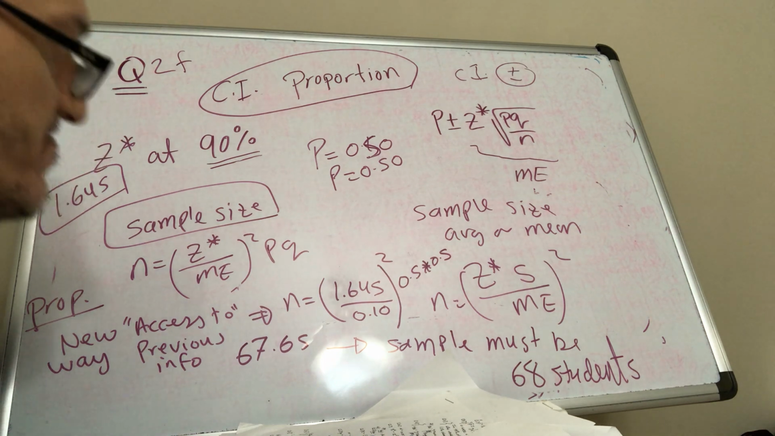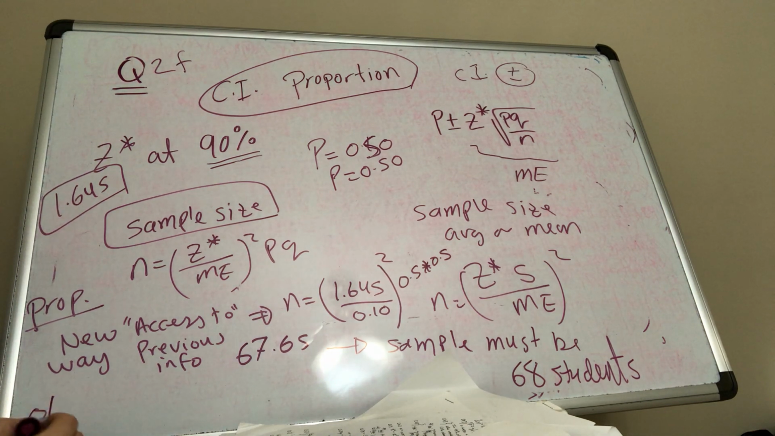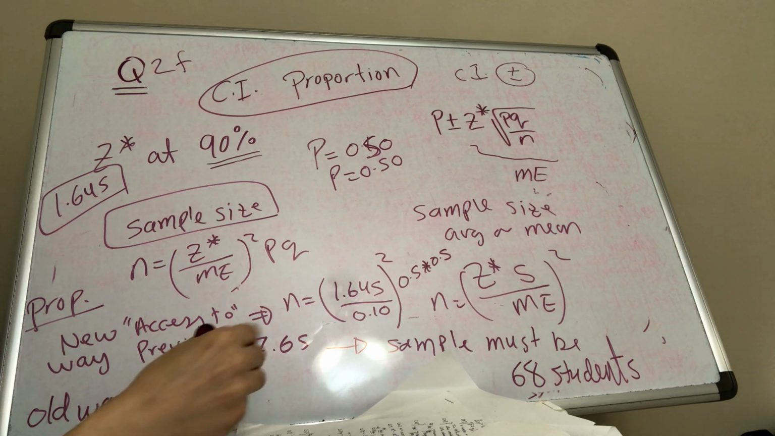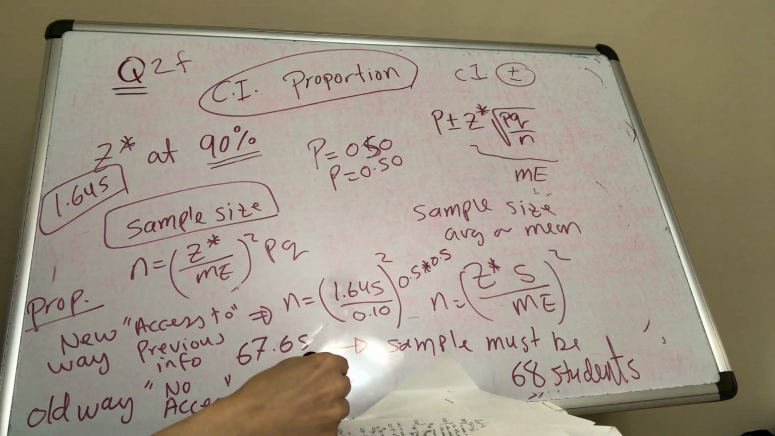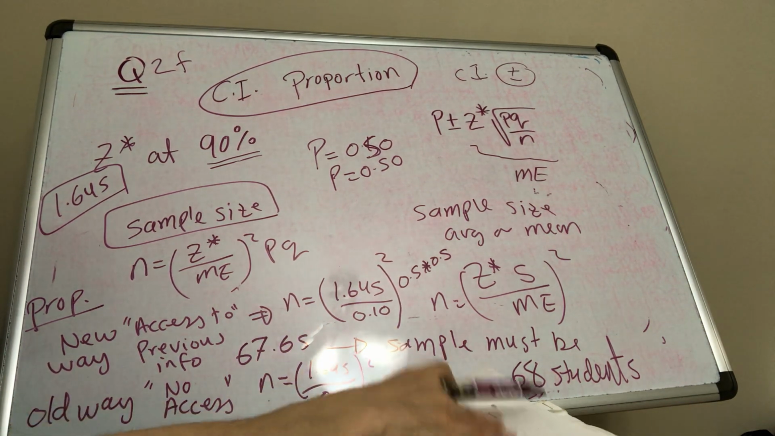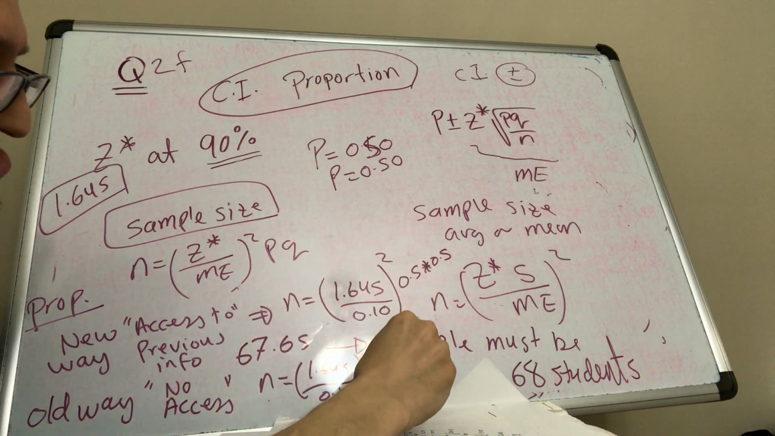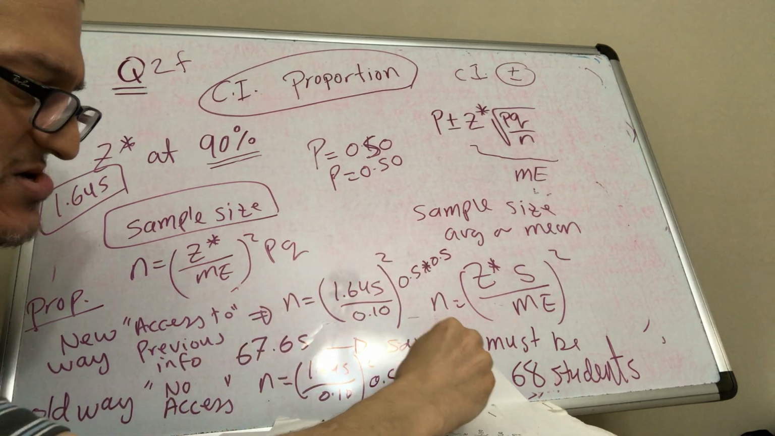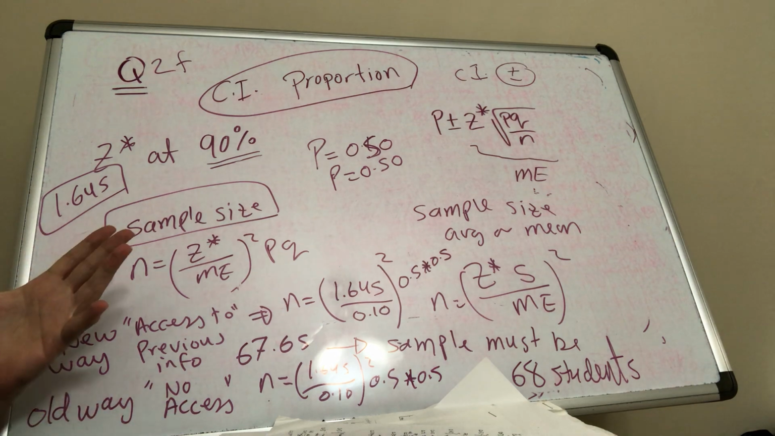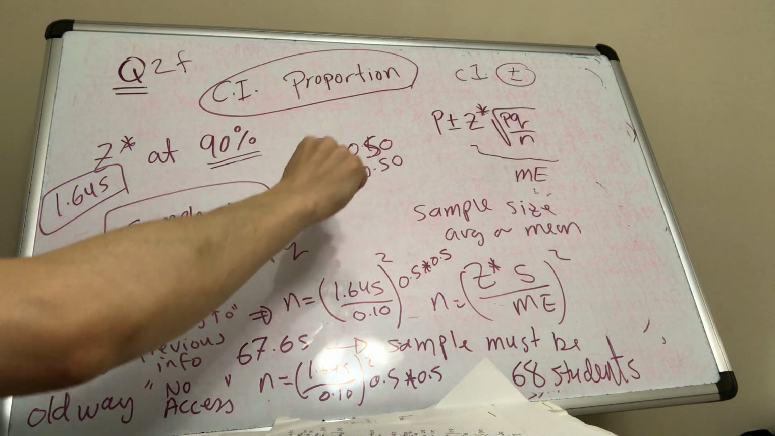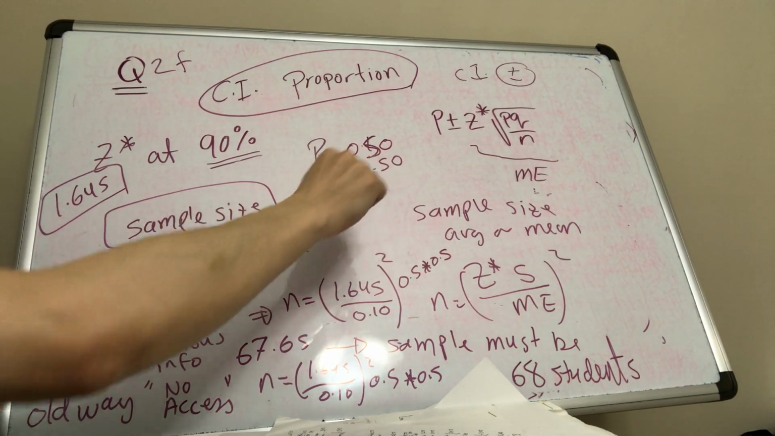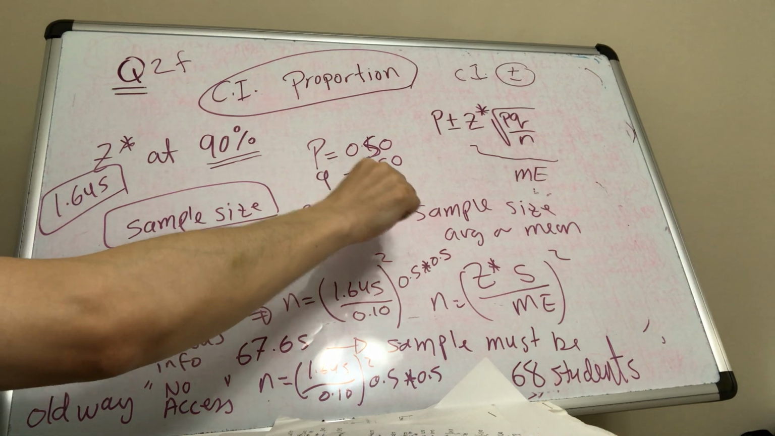This is the new way. The old way of doing this is if you have no access to previous information. In this case, you would still use the 1.645, the 10% squared. You don't have access, so you assume that it's 50/50. It's a little bit silly here because, imagine that they asked a question and you found P to be 30%, Q 70%.